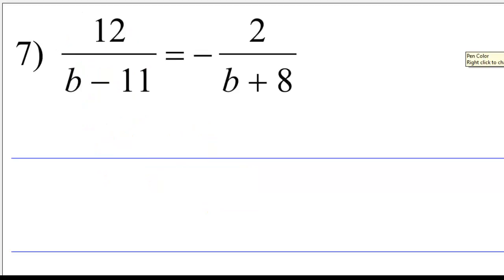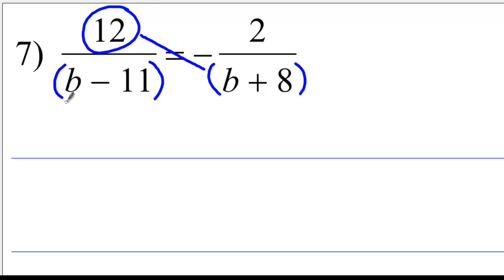Alright, number 7. Here it is. Let's set up this problem. You've got to put that in parentheses. If there's more than one term, you put those in parentheses first. So, very important. So what you do is you take the 12 and rewrite it, and then you multiply by that. So, b plus 8.